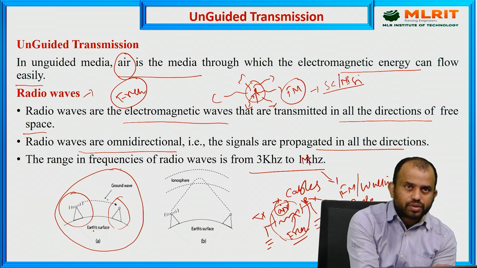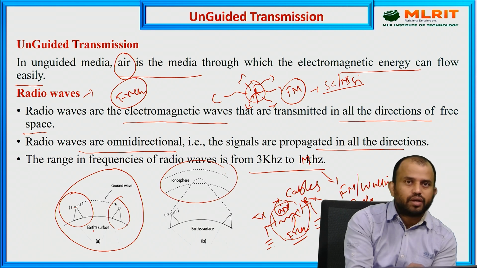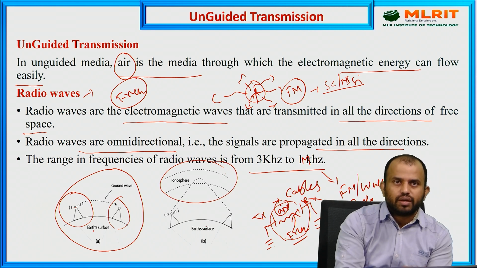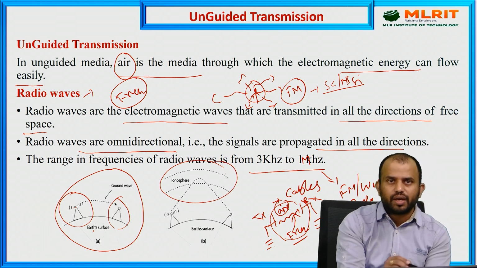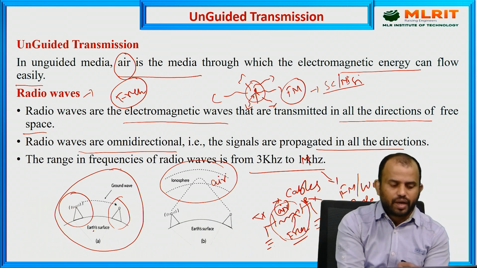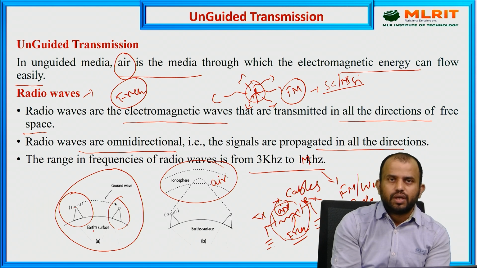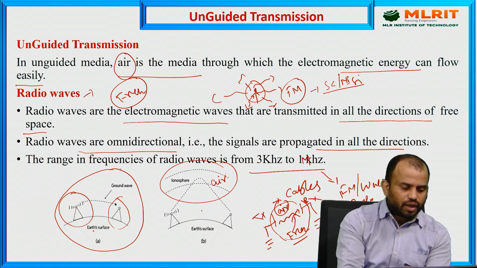But how is the information transmitted? These signals enter the ionosphere region, because the information is transmitted through the air medium. Air has a number of layers: the stratosphere, the troposphere, as well as the ionosphere. So based upon the requirement, the information is transmitted.